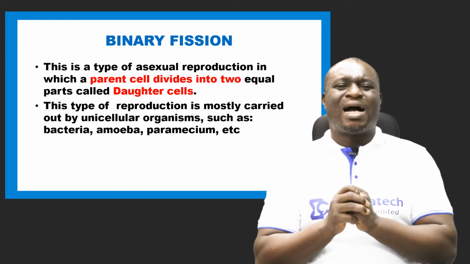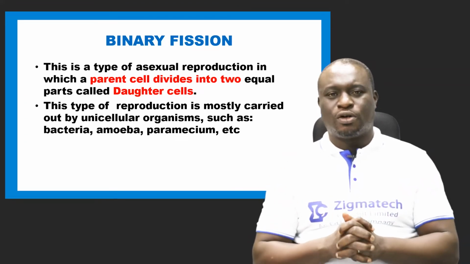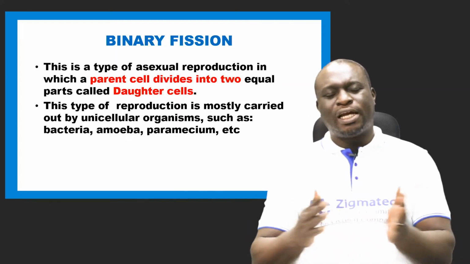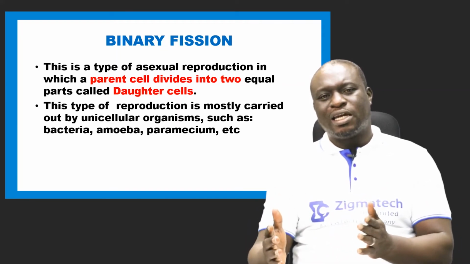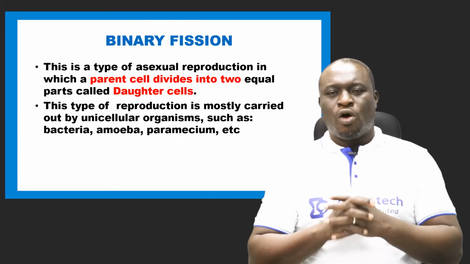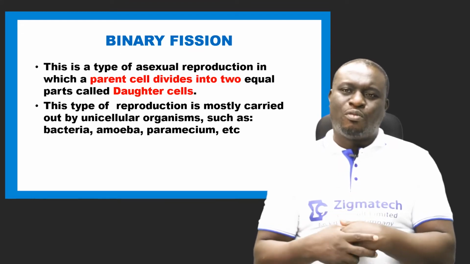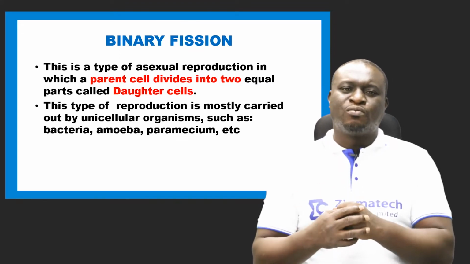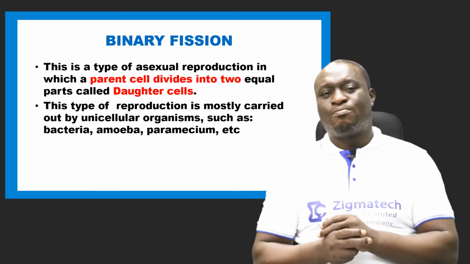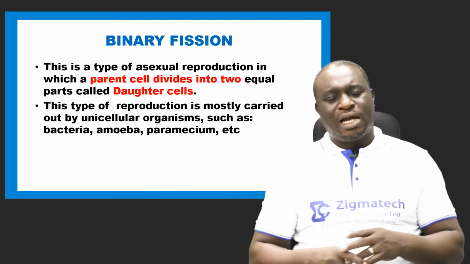It's carried out mostly by unicellular organisms that belong to kingdom Monera and kingdom Protista. Organisms that belong to these kingdoms undergo binary fission. An example of kingdom Monera that undergoes binary fission is bacteria, which is the schizophyta. And then for protists, we have the protozoa, we also have the euglenophyta, and so on.